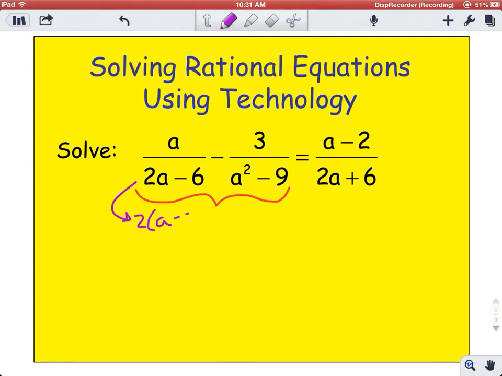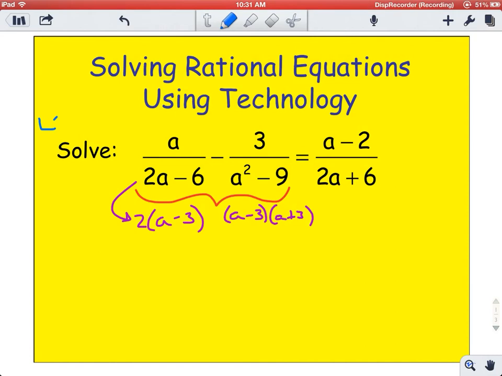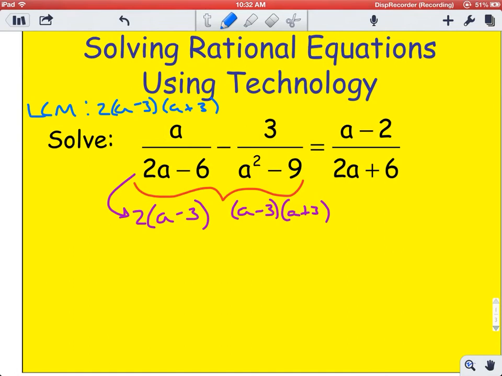So this denominator factors into 2 times a minus 3, and this next denominator factors into a minus 3, a plus 3. So our common denominator, or our least common multiple, is going to be 2 times a minus 3, times a plus 3. So this first fraction needs an a plus 3, top and bottom, and the second fraction simply needs a 2, top and bottom.